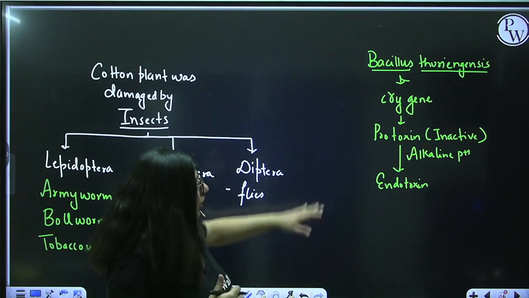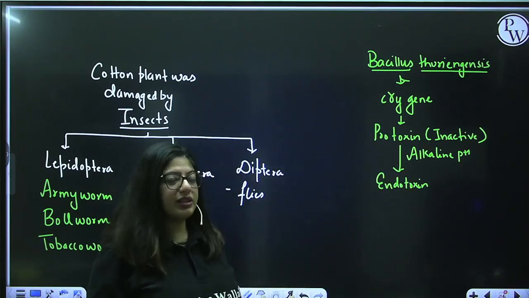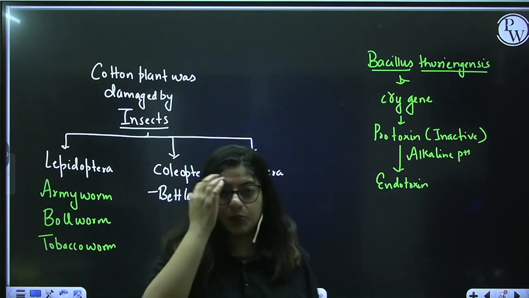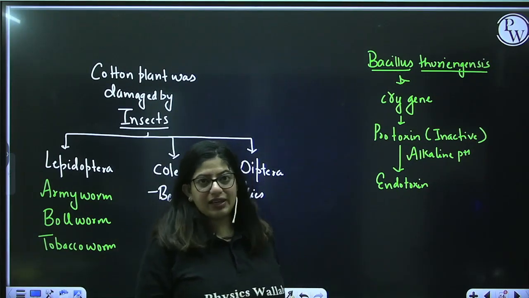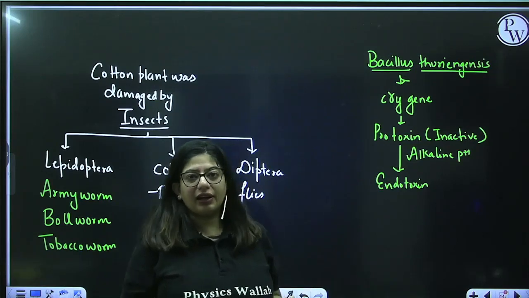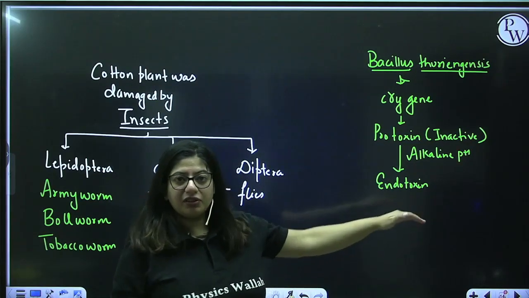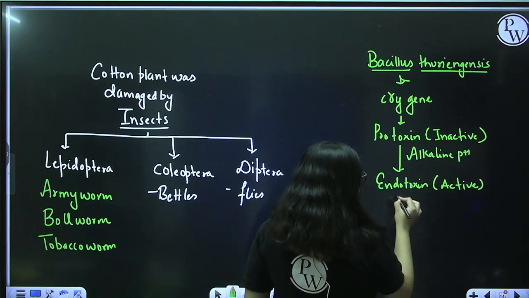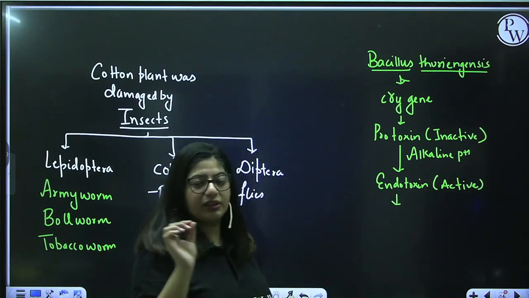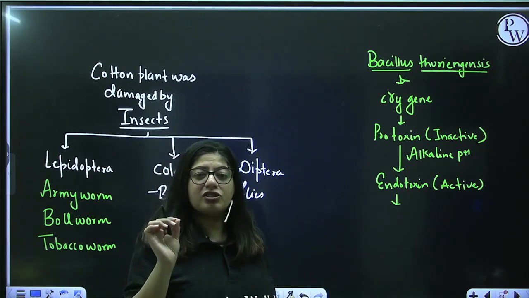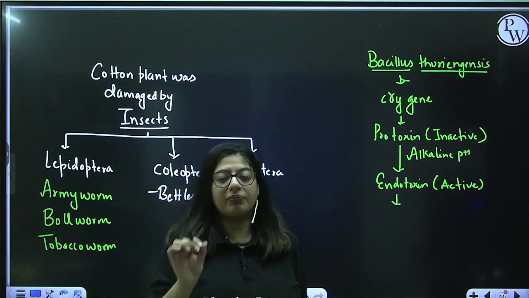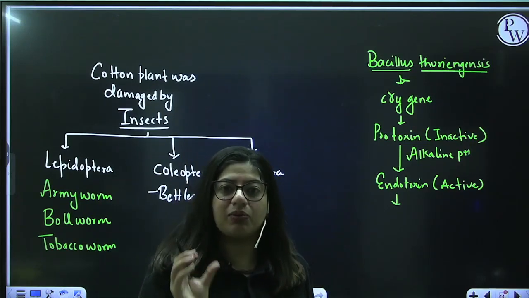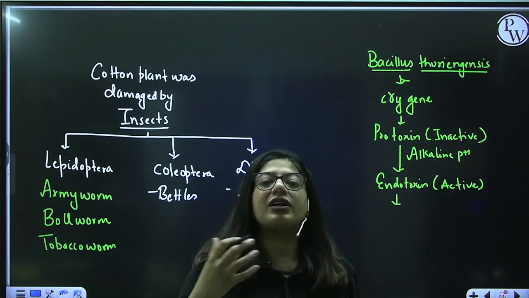Imagine if somehow this endotoxin is consumed by your insect. If somehow this protoxin enters into the gut of the insect, and the insect gut has alkaline pH, this will get converted into endotoxin, which is the active form of toxin. Now what can this toxin do? This toxin can destroy the epithelial lining of the midgut of your insect, which will lead to lysis, that means breakage and damage, and your insect can die.